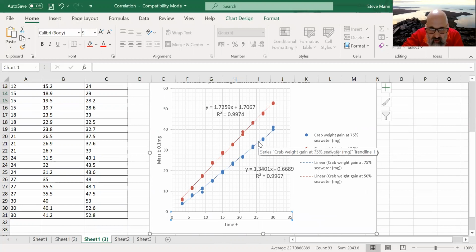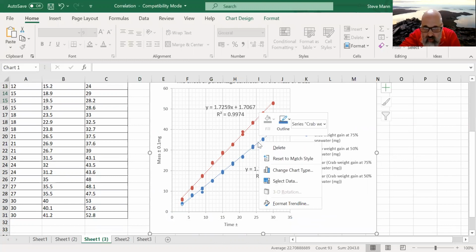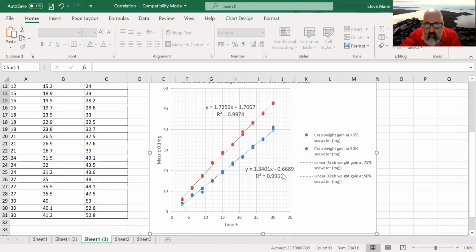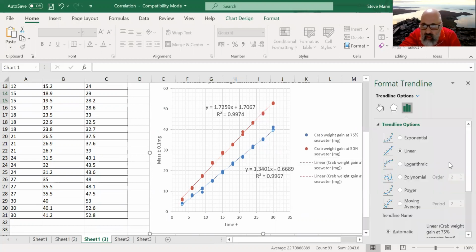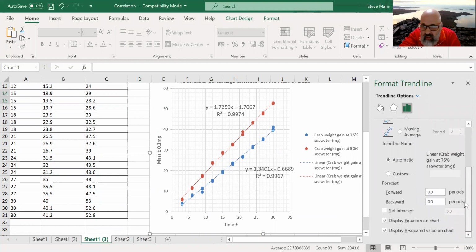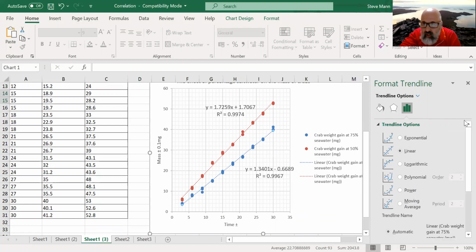I haven't tried this for a long time, but I suspect I can change the trend line. Here we are, just want to keep it as linear. What I'm looking at, I think I want to get rid of the equation. Don't want the equation really. I'll move myself across just there.